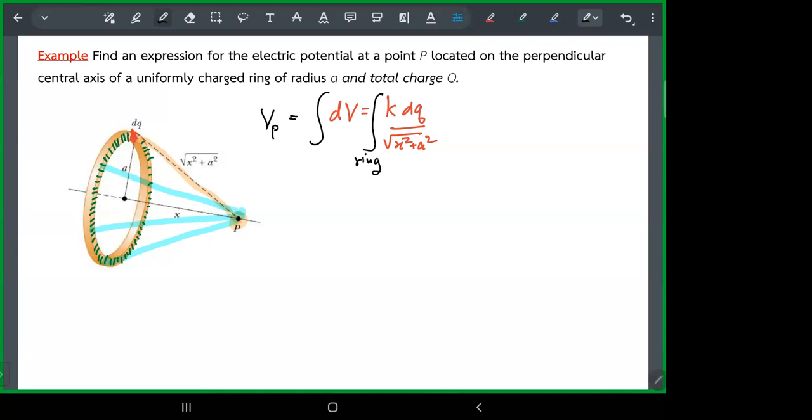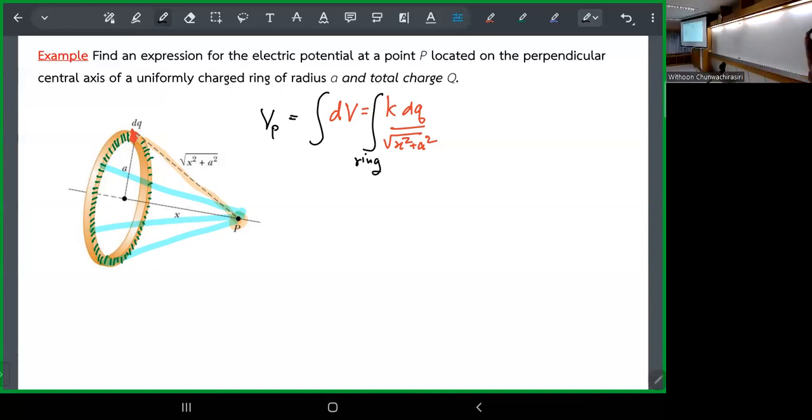See, it's kind of easier, because what we did last time was the field, and you had to take care of the directions. But now, because it's just a number, you don't have to do anything, just add them together. Okay, so now complete your integration for me, please.